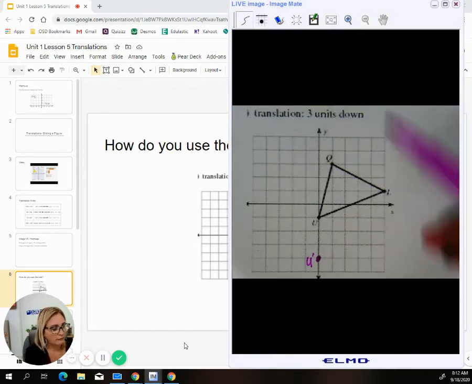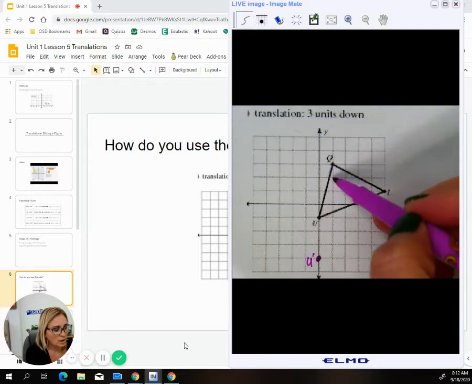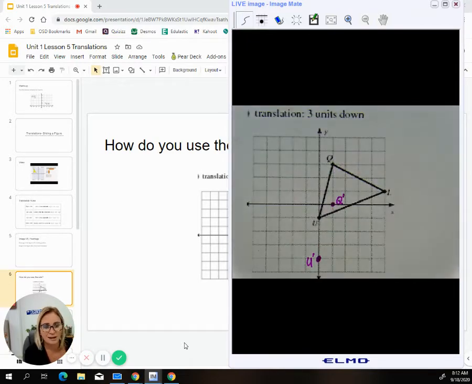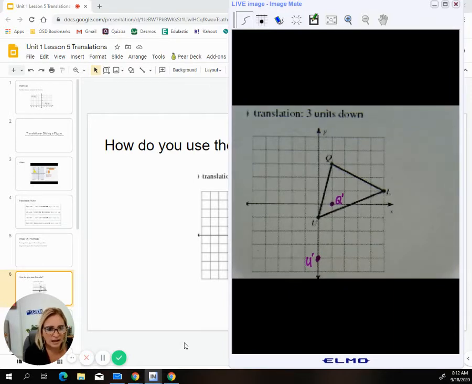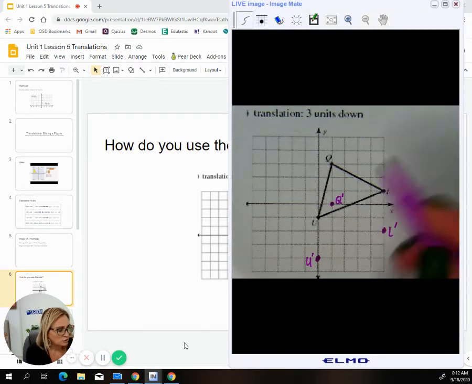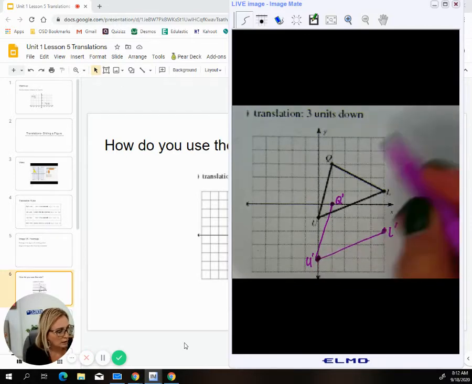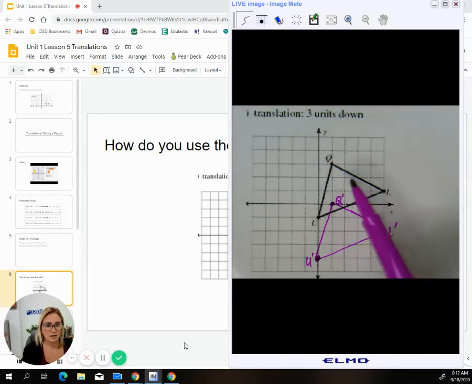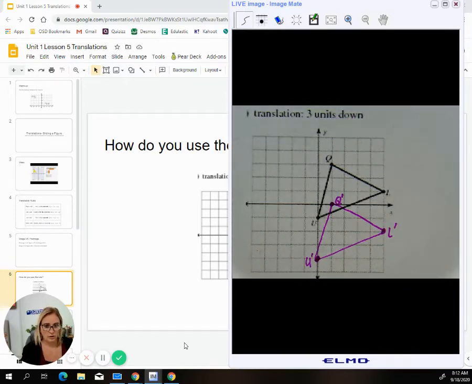Okay, the same thing for Q. We're going to move down 1, 2, 3. And again, this is our second image. And for L, we're going to move down 1, 2, 3. So now we would just draw our new figure. And this is now our image from our pre-image using the rule of translating 3 units down.